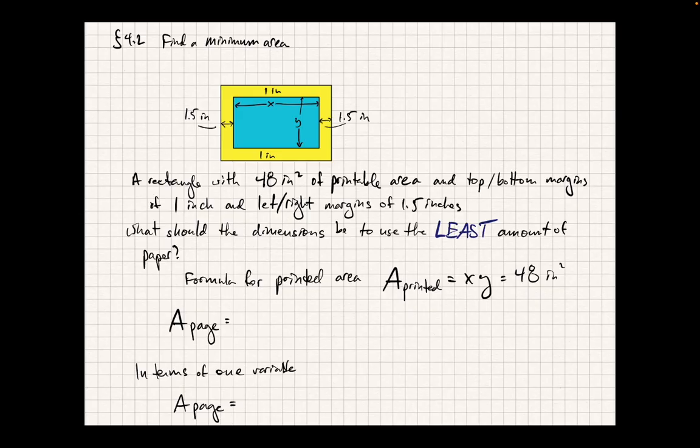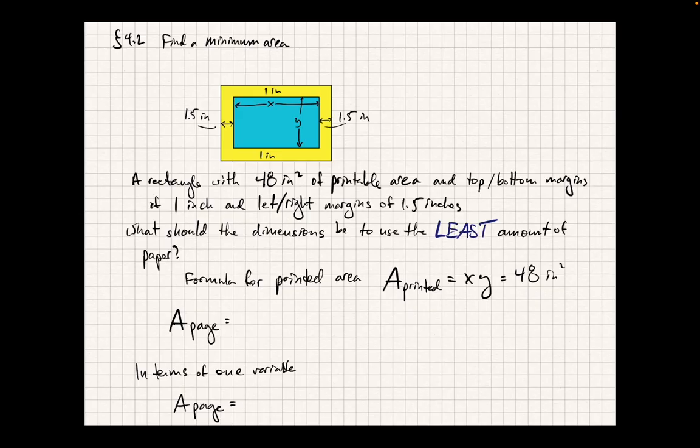So I need a formula for the area that lets me play with those numbers. I need an area for the overall page that includes x and y. Do you see that this includes x and y? I don't know what x and y are yet, but when I multiply them together, I have to get 48. So what's a formula I can use for the overall page in terms of x and y?